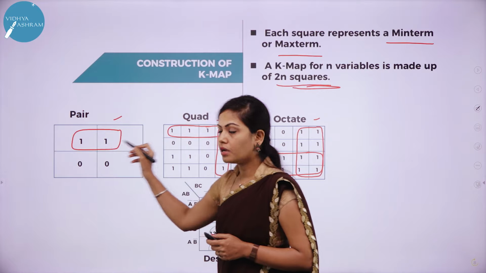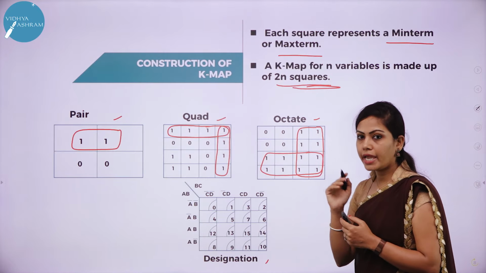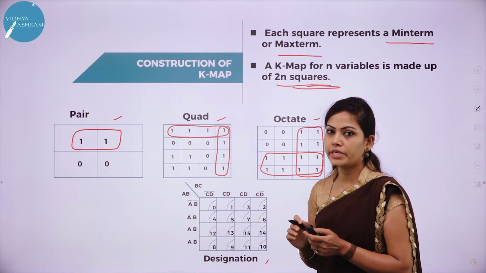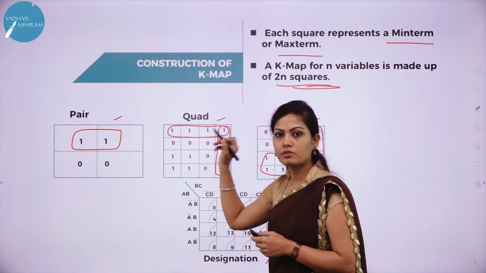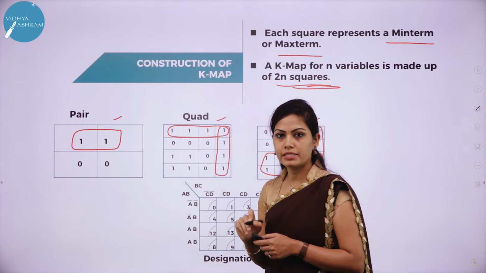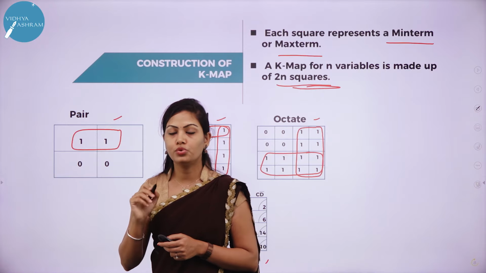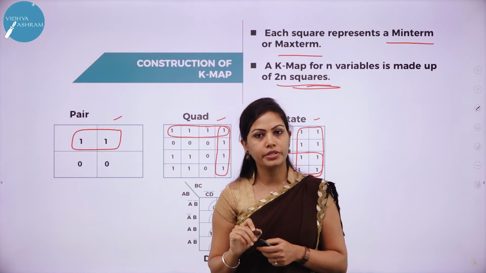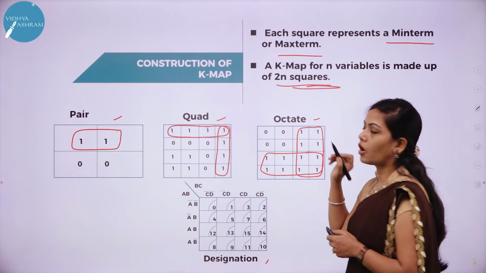This is pair, quad and octet. Octet means a group of 8 ones vertically or horizontally adjacent. Quad means a group of 4 ones vertically or horizontally adjacent. Pair means a group of 2 ones vertically or horizontally adjacent. This is called pair, quad and octet.